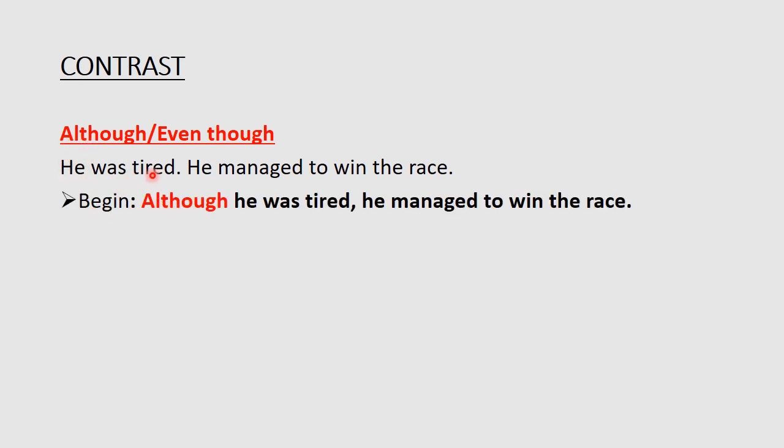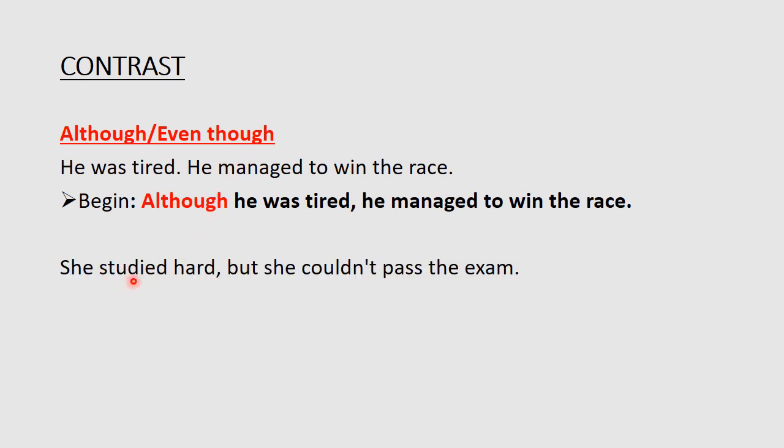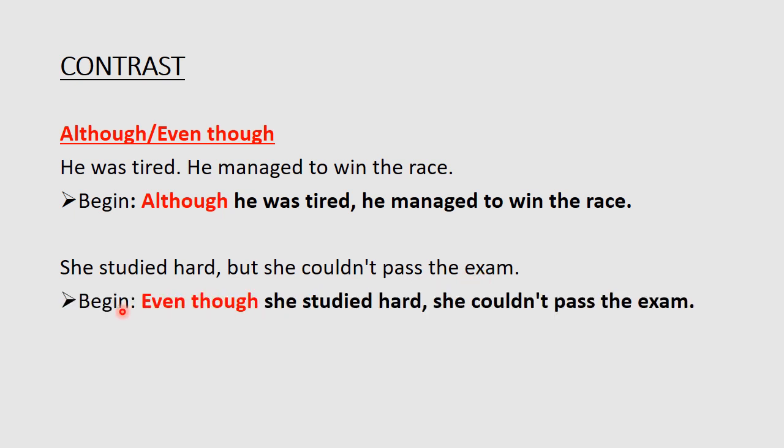Although he was tired, comma, where there's a full stop, you put a comma, then you write what is on the other side. He managed to win the race. Although he was tired, he managed to win the race. Although and even though are simpler as compared to despite and in spite of. Another one: she studied hard, but she couldn't pass the exam. Using even though, it will be even though she studied hard, comma, she couldn't pass the exams.